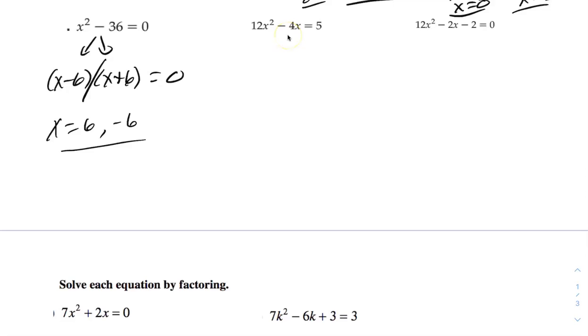Next one, first thing we notice, not equal to 0. I said equal to 0, move the 5 over. Always try to keep the x squared positive.